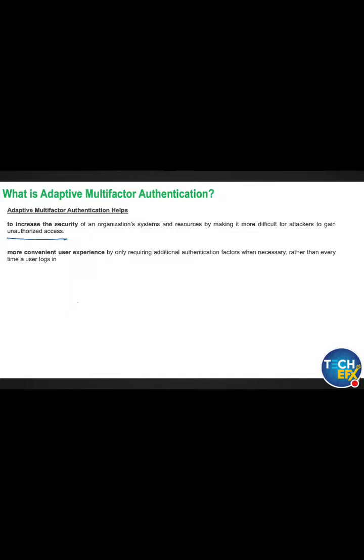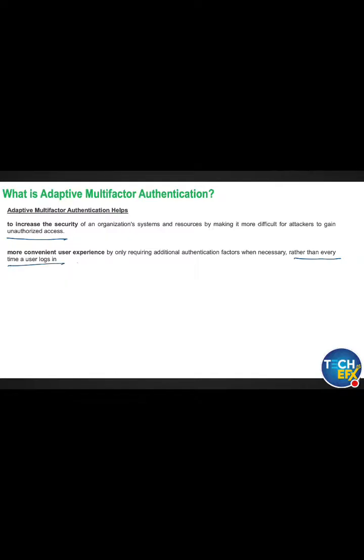So it is not necessarily to prompt whatever we have configured as multi-factor authentication. It is not necessary that the user will be prompted every time with the same set of MFA. Based on the risk scoring, the system itself will decide whether it is necessary to prompt an additional factor or let the user get into the system. Okay, so this is what I am trying to highlight over here.